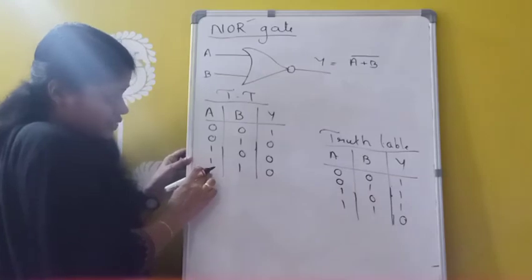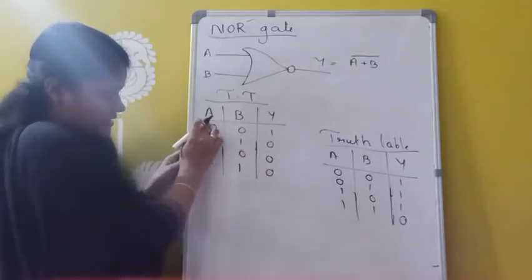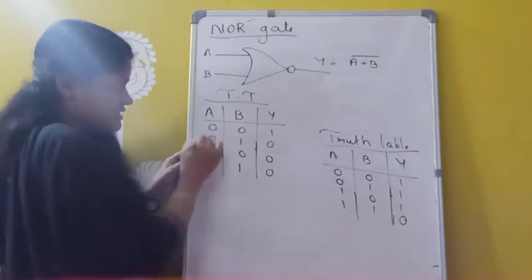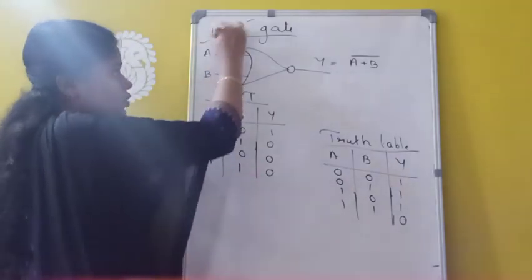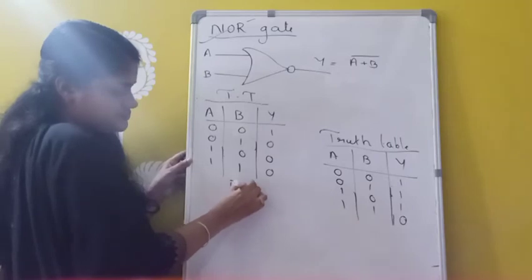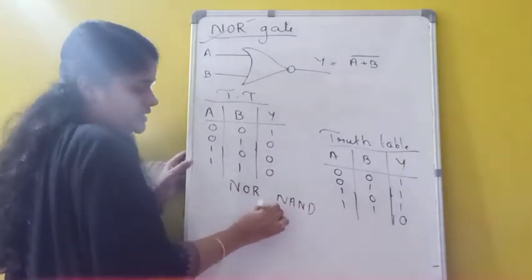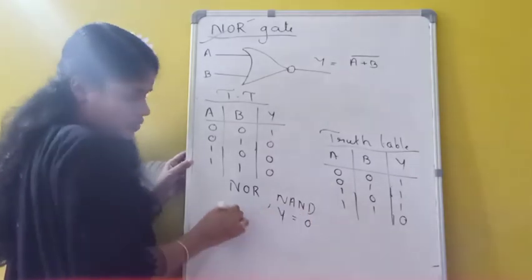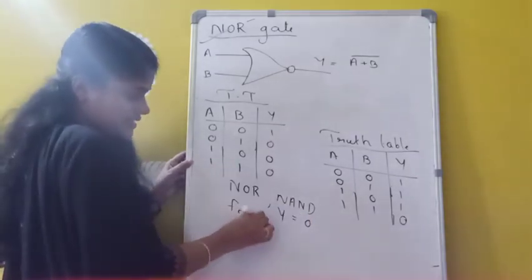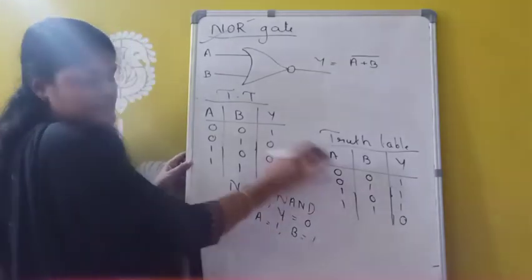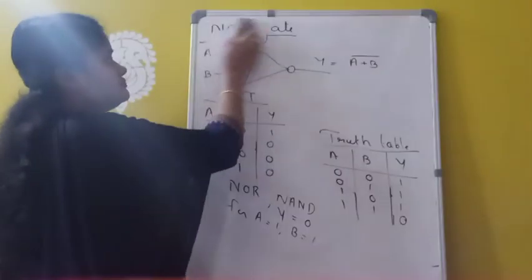Now here also, when both the inputs A and B are 1, the answer is 0. So we have another gate, the NOR gate. So this NOR gate and NAND gate will give output Y equal to 0 for inputs A equal to 1 and B equals 1. So the answer is this one. Now we have one more gate, the XOR gate, that also you have to study.